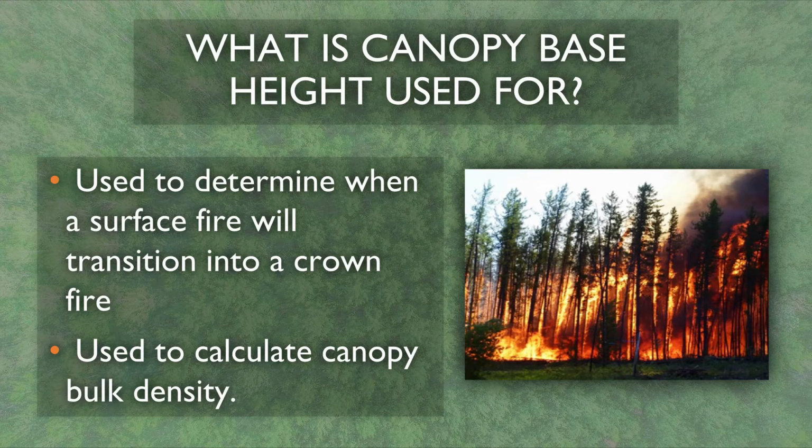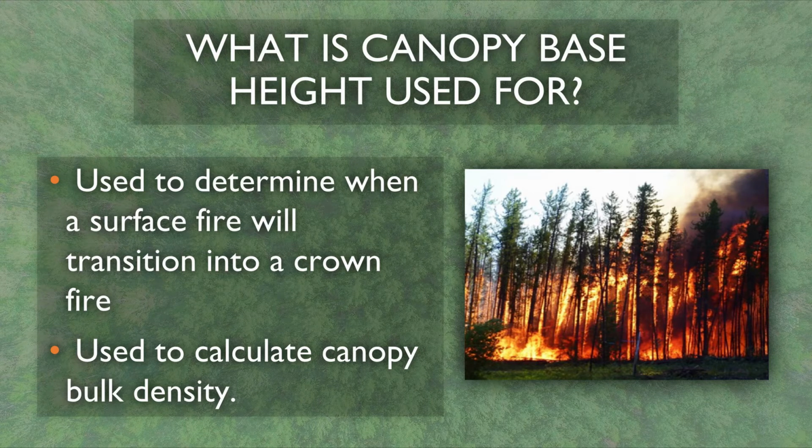When referring to wildfire, canopy base height is considered as the lowest height above the ground at which there is sufficient canopy fuel for a wildfire to propagate vertically through the canopy. This threshold height is often used in wildfire behavior models such as the Canadian Fire Behavior Prediction System, Farsite, and Nexus to determine when a surface fire will transition into a crown fire.